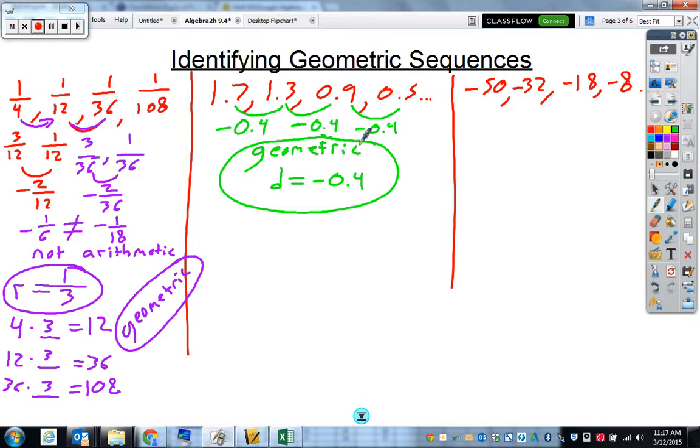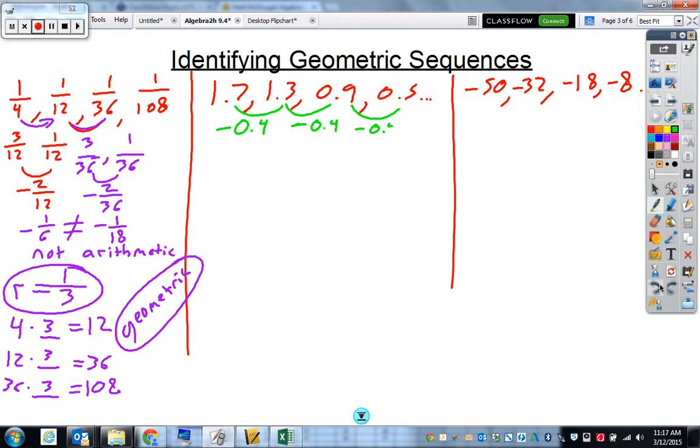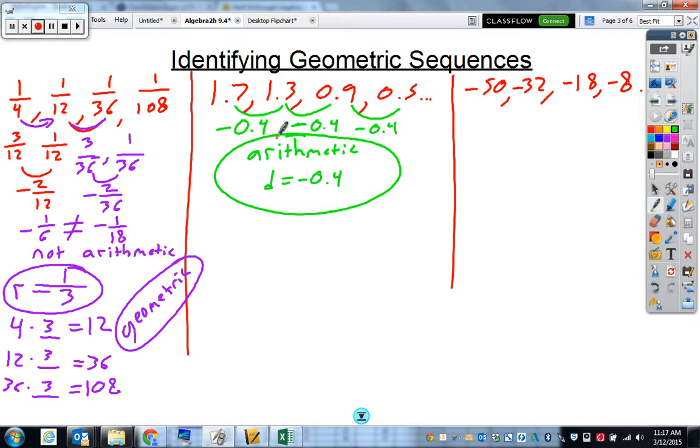Oh, sorry. No. My common difference, so it's arithmetic. So d equals negative 0.4. Sorry, you're probably all yelling at me into the video. I couldn't hear you. All right, so arithmetic, d equals negative 0.4.